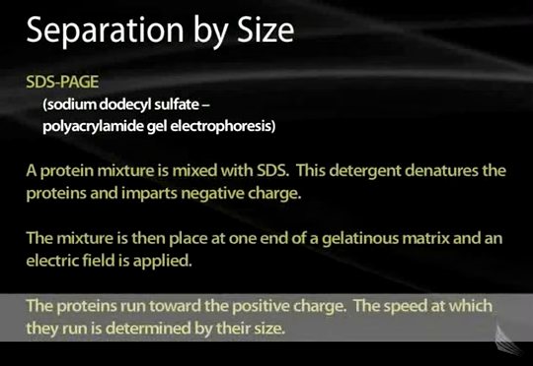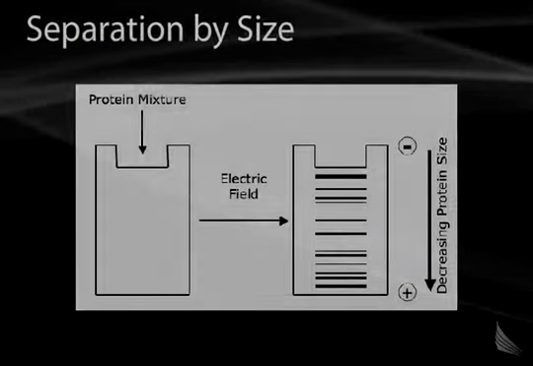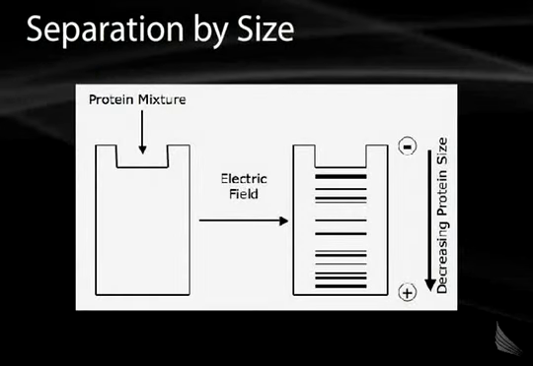The proteins will run through the gel towards the positive charge because of the negatively charged SDS which is attached to them. The speed at which they run through that gel is determined by their size. So larger proteins will run through the gel at a slower pace, while smaller proteins will run through the gel at a faster rate. And so you can separate proteins by size according to how far they run through the gel. That's illustrated in this following schematic.